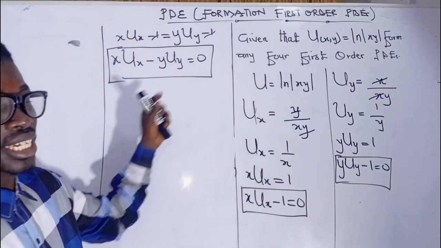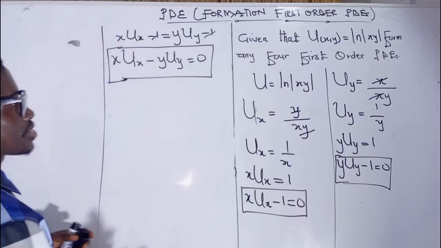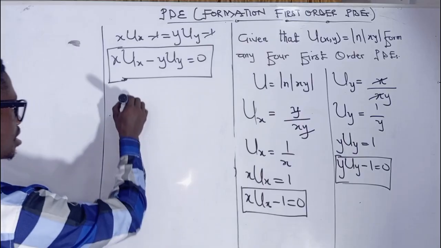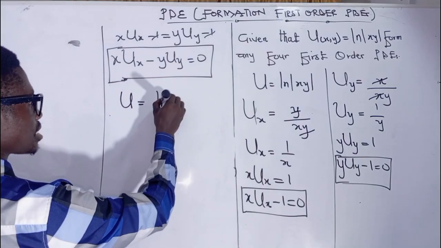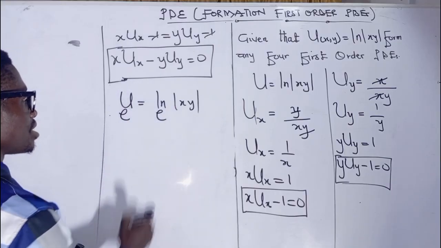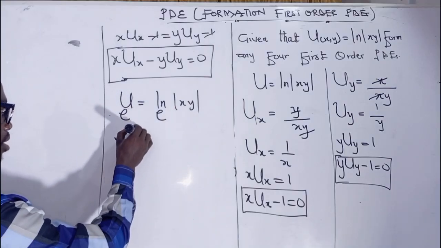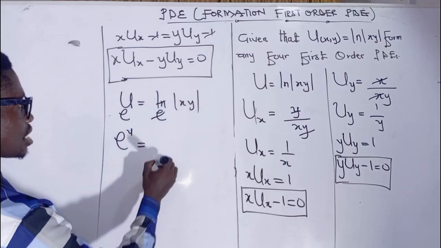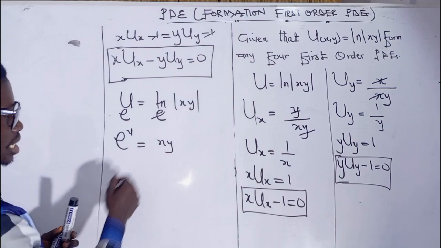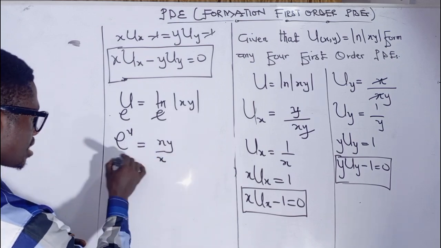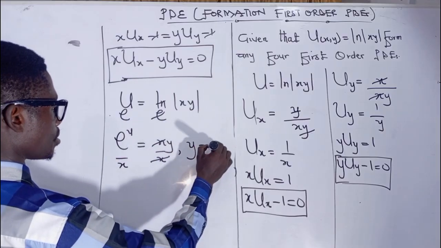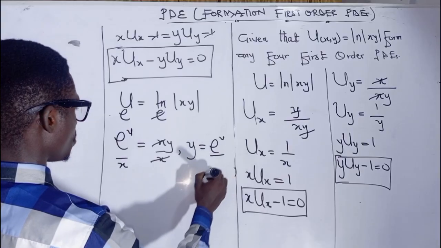So we have 1, 2, 3. It's left with what? The last one. So let's look at the last one. We are going to take it from the function. So we have the function u is equal to ln xy. So when we take the e on both sides of the equation, we are going to have e power u is equal to, this will cancel this, we are left with xy. So we can decide to make y the subject by dividing both sides by x. This will cancel this. We have our y is equal to e power u all over x.